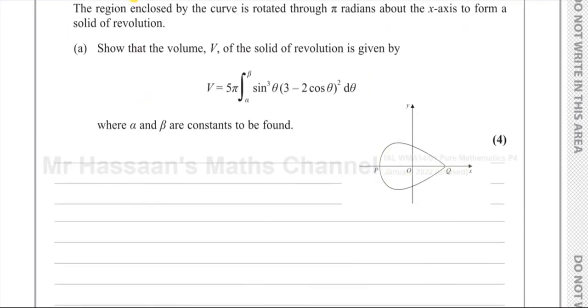First of all, as I just mentioned, the volume of revolution is given by pi y squared dx, and this is the x coordinate of P, and this is the x coordinate of Q.